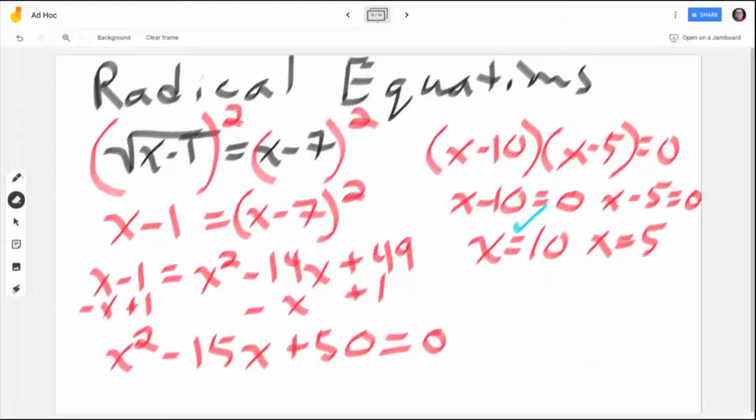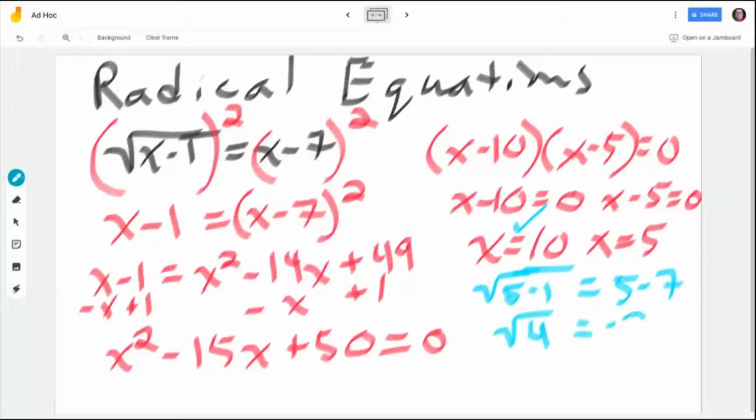Let's look at the 5. Well, we plug that in. We're going to have the square root of 5 minus 1. Okay, that seems cool. We'll have 5 minus 7 on the right-hand side. So it's going to be the square root of 4 is equal to negative 2. Uh-oh. Got a problem there, because the square root of 4 is going to be 2, which is not equal to negative 2. No. So this is an extraneous solution. It's a solution to an equivalent equation, but not the original equation that we started with. And so our solution set for this one, if I can draw a brace, it's just going to be 10.